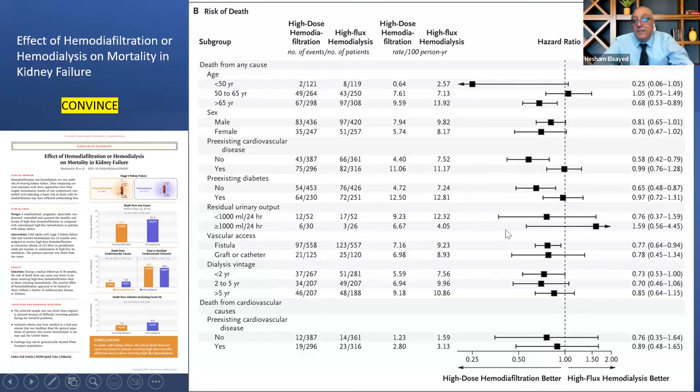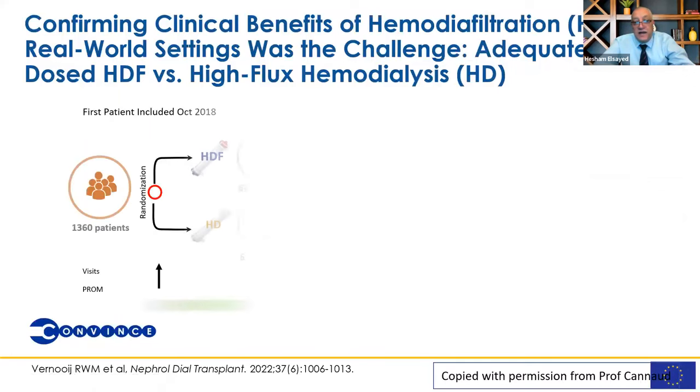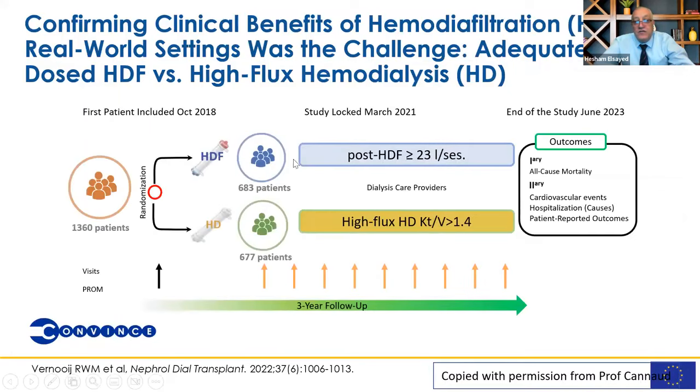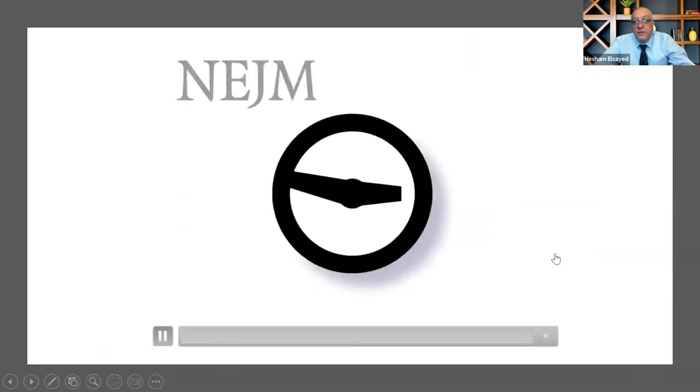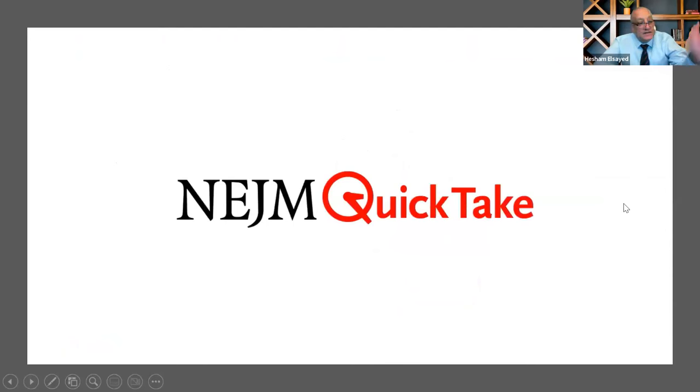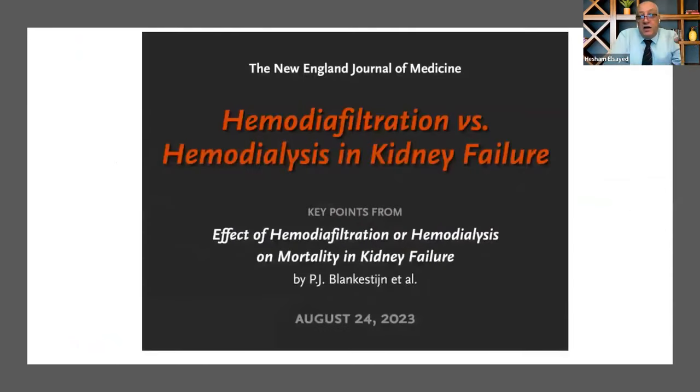Interestingly, this happened during the COVID pandemic, but patients on hemodiafiltration are doing better during the COVID pandemic, and even the immune response by vaccination is better in the hemodiafiltration group against high-flux dialysis. So this is the CONVINCE study, with reaching 23 liters. And this was published 3 or 4 months ago in the New England Journal.